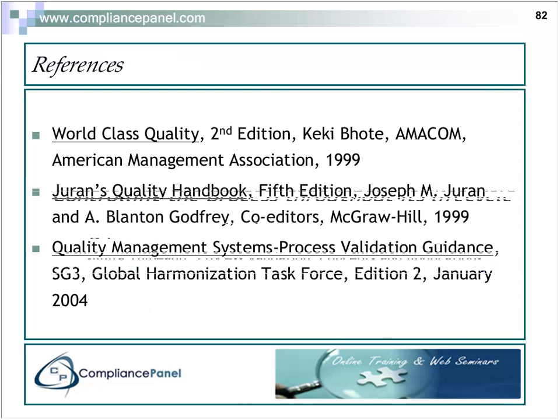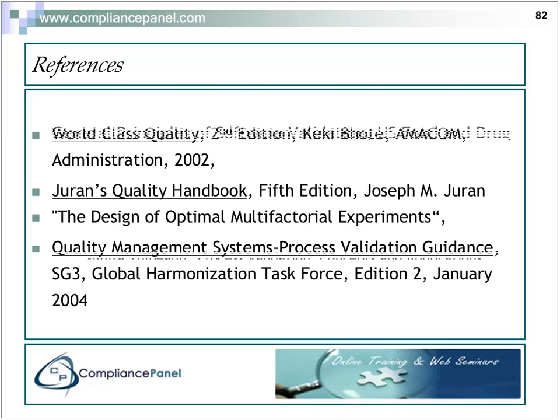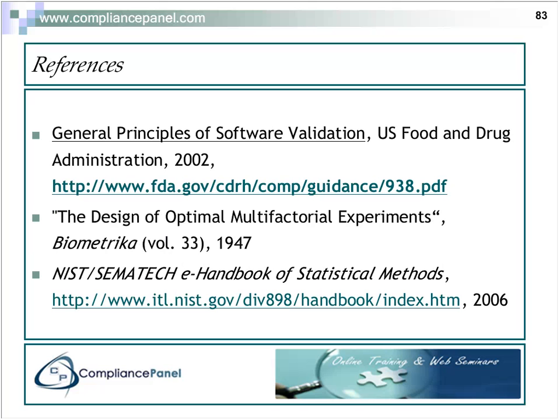References, World-Class Quality by Keki Bhote. That's a great experimental design book. Juran's Quality Handbook. I have the 5th edition. Quality Management Systems Process Validation Guidance. This is the GHTF guidance document. General Principles of Software Validation. We talked about software validation being a requirement. There's a publication on design of optimal multifactorial experiments from Biometrika in 1947. That's where they talk about the Plackett-Burman studies.